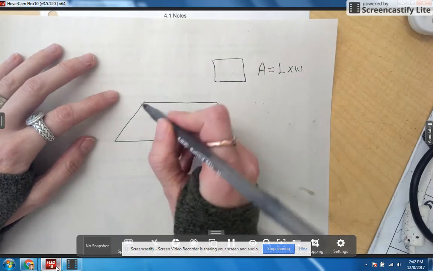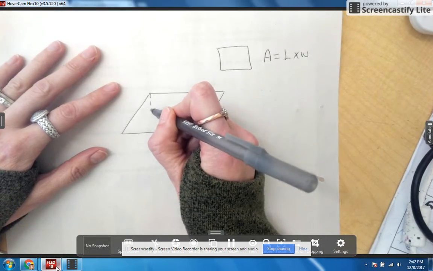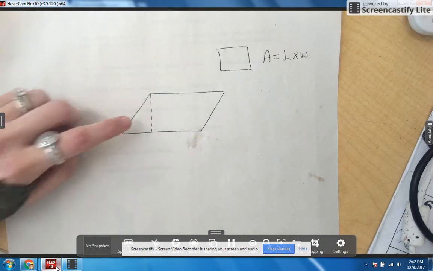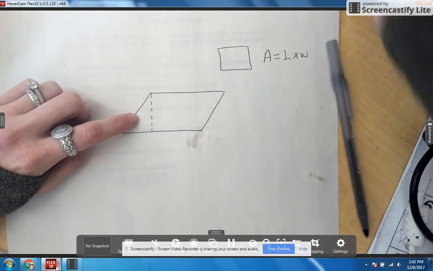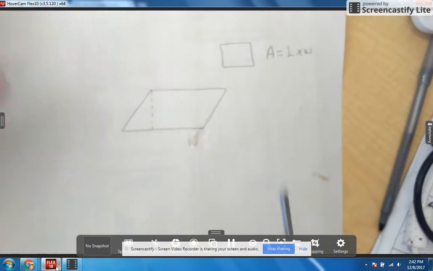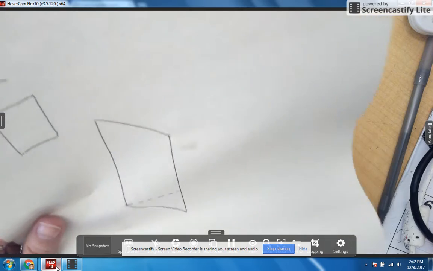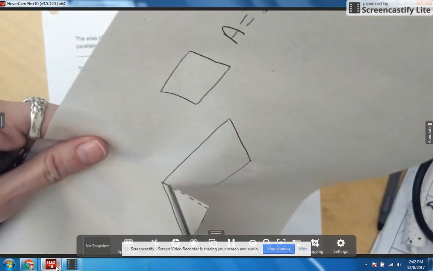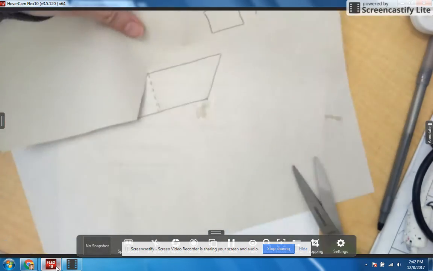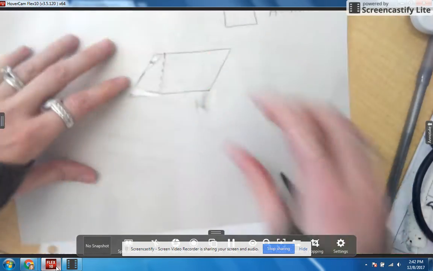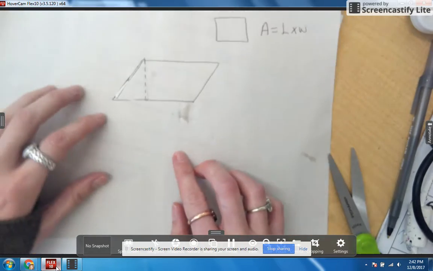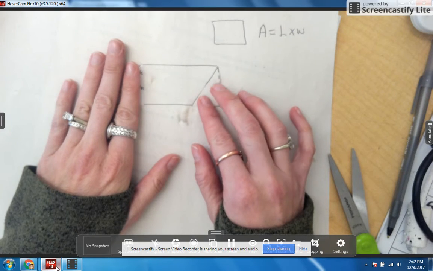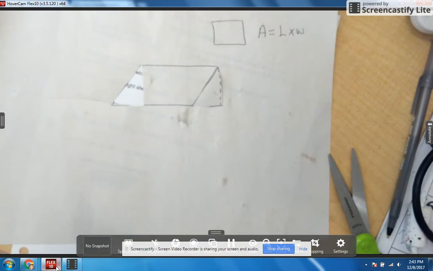So what I'm going to do is draw a dashed line from the top here to the bottom. Okay? So I made a triangle. If I cut this triangle off, which I'm going to do, I can move it and make what looks like a rectangle. Let's cut this quickly so I can show you. Okay, so I have my little triangle piece that I just cut off. So I could take that triangle now, slide it to the other side, put it together, and now I have a rectangle. So that basically tells me that the formula is going to be exactly the same.